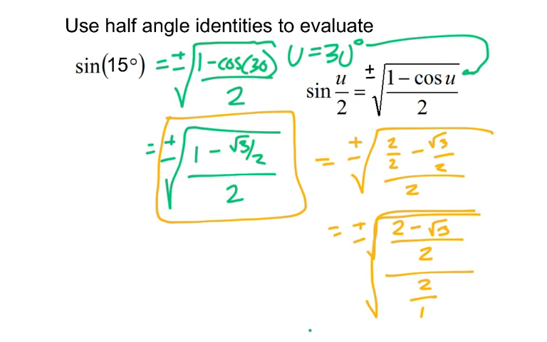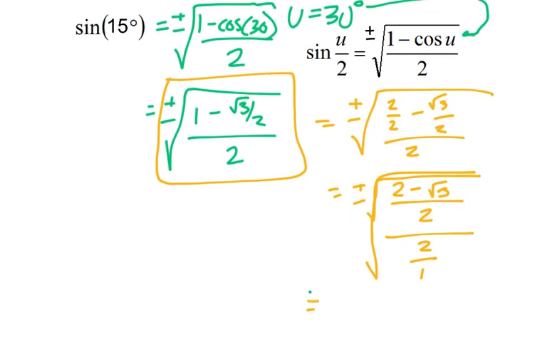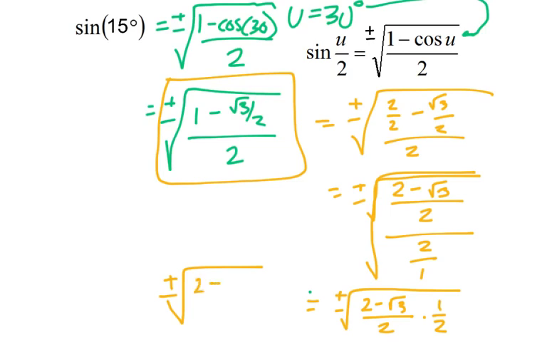In that case you could multiply by the reciprocal, which means that you'd actually get plus or minus the square root of 2 minus the square root of 3 over 2 times 1 over 2, meaning a 4 in the denominator. So ultimately all of that work changes it from what we had up here with a little fraction in it to 2 minus square root of 3 over 4. So not huge in its difference, but there it is.